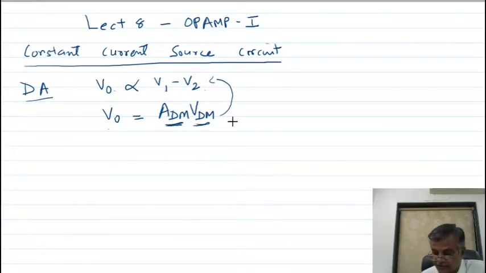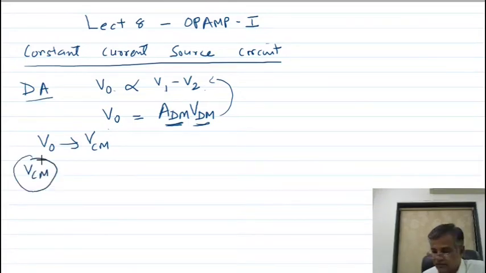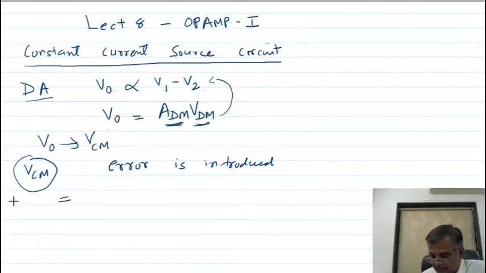But listen, in practice, the output also depends upon the common mode signal. Due to this common mode signal, an error is introduced in the output. The error term is the common mode gain multiplied by the common mode signal.